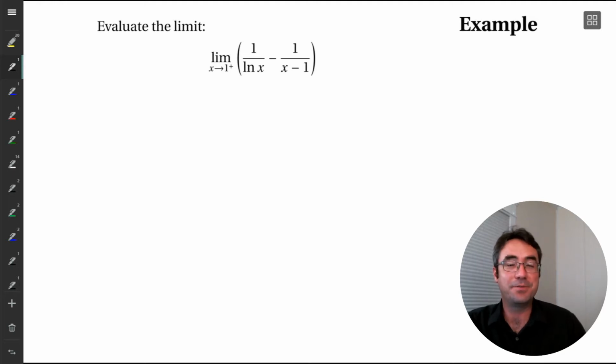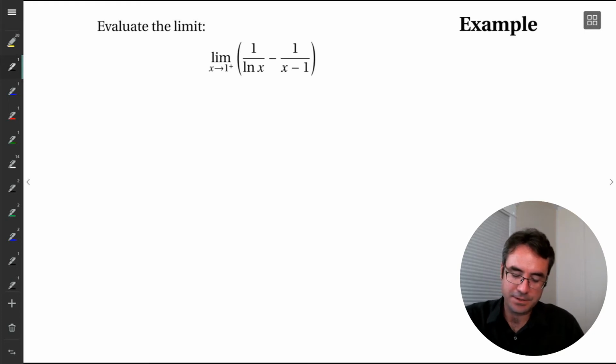All right, let's try one of these indeterminate differences. And I guess spoilers, this is an indeterminate difference. So first, let's just check to make sure. We're doing the limit as x approaches 1 from the right. Our function here is 1 over natural log x minus 1 over x minus 1. x is approaching a number, so we can just try plugging in and see what we get.